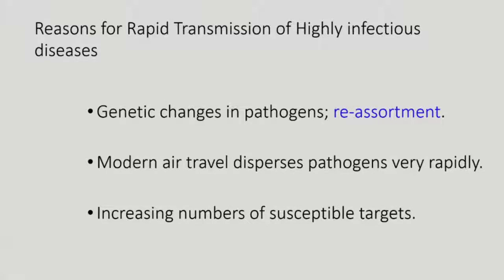There are several reasons for rapid transmission of highly infectious agents, like genetic changes, the assortment. Modern air travel disperses pathogens very rapidly, with increased numbers of susceptible targets. This is exactly what happened during the SARS outbreak, when they were in the same lift, going across the world and taking the infection with them and killing at different sites.